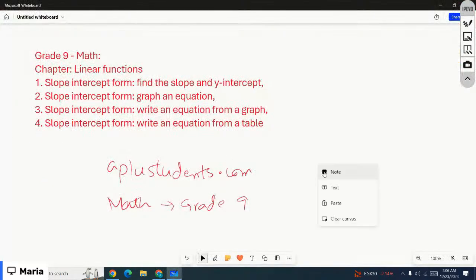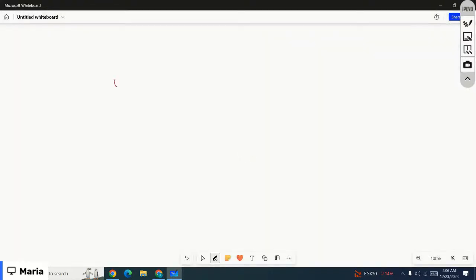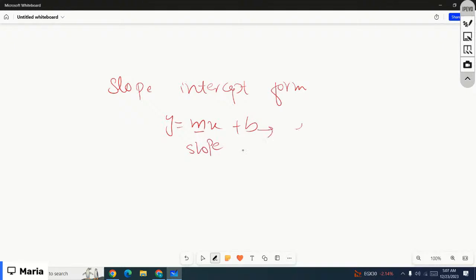The slope intercept form of the linear equation is y equals mx plus b. That is the slope intercept form of the linear equation. The slope intercept form is y equals mx plus b, where m is the slope and b is the y-intercept.